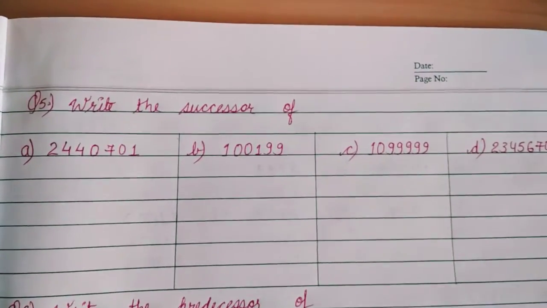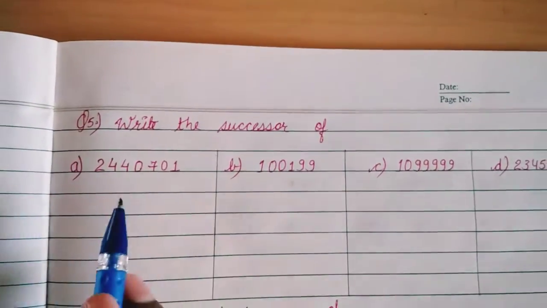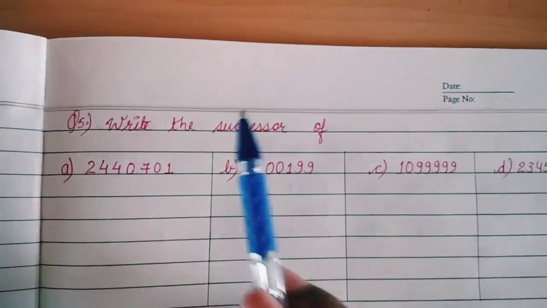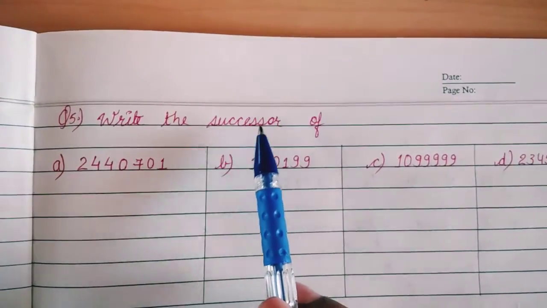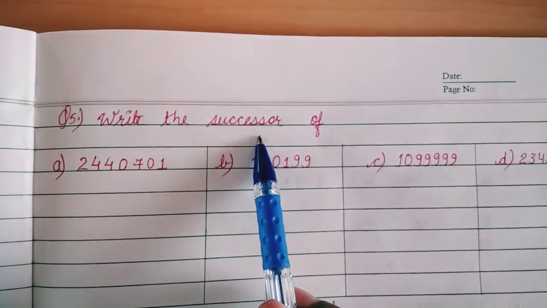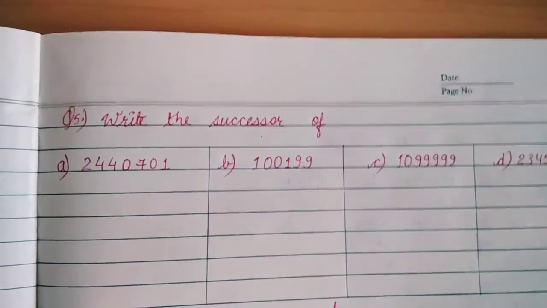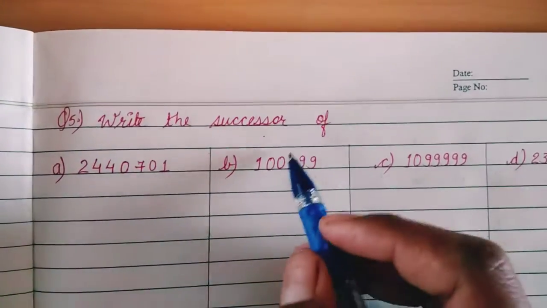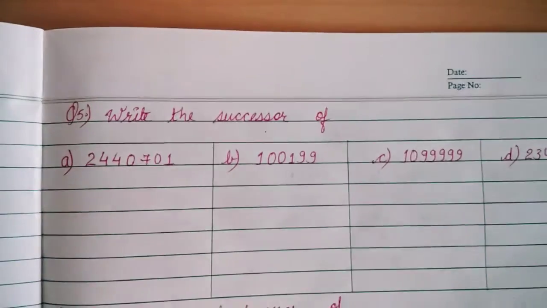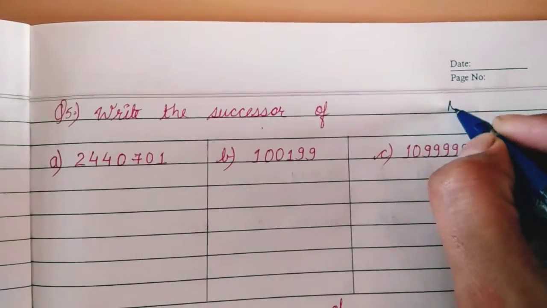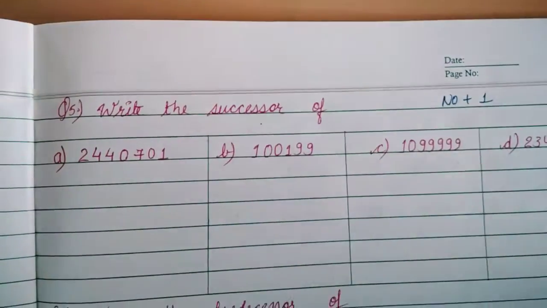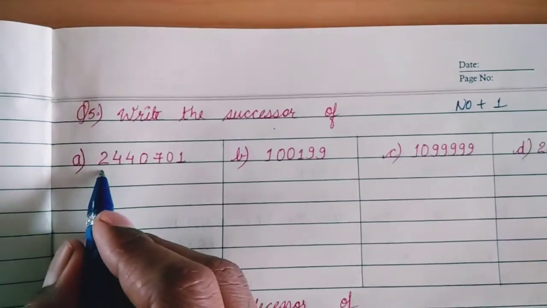Question number 5 is, write the successor of these 4 numbers. So what is the meaning of successor? Successors are the numbers that come just immediately after the number. So for getting the successor, what were we doing? Number plus 1.